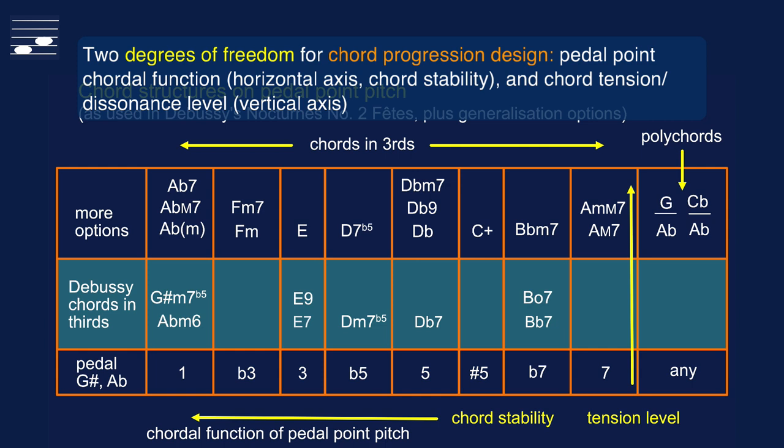This harmony approach has 2 degrees of freedom. We may control the chord stability along the horizontal axis by considering the pedal point pitch as a specific chordal function, where the root obviously yields the most stable chords. Then, along the vertical axis, we may pick chords with increasing tension level.